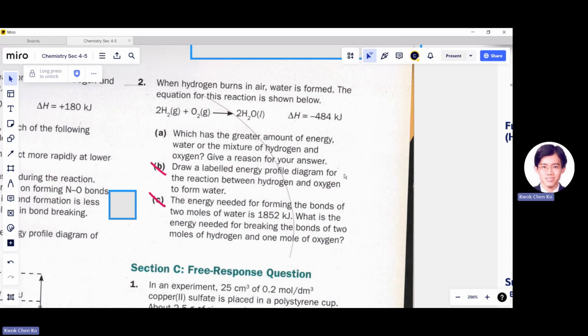Draw a labeled energy profile diagram. You do the old version. Energy profile diagram is the energy diagram as well, so make sure you recognize the word. It's the same as your energy diagram, either like that or like that. And label them. Almost 100% they want you to label.